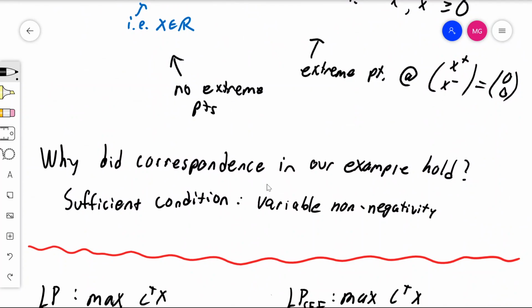So why did the correspondence hold in our example from the prior video? Well, there's at least a sufficient condition that I can give you for now, which is the nice thing that we had was variable non-negativity.